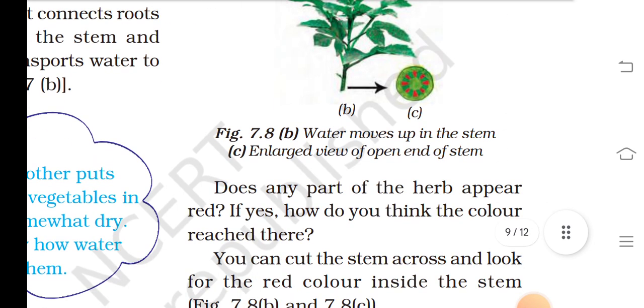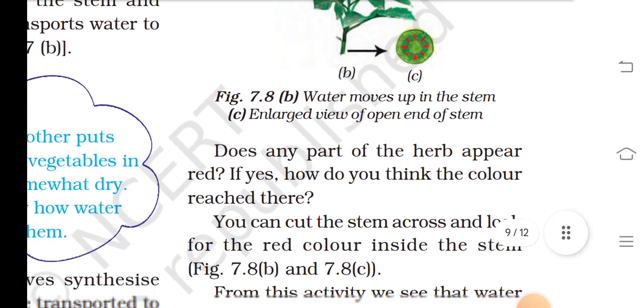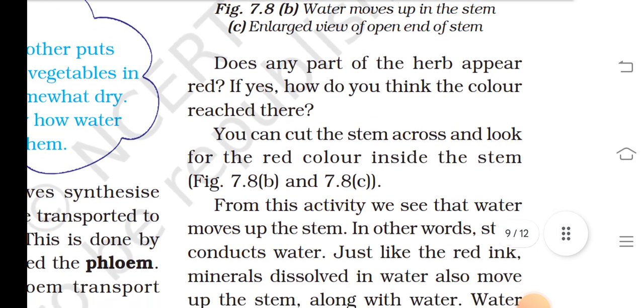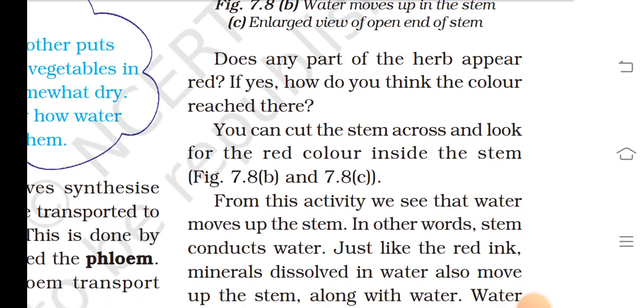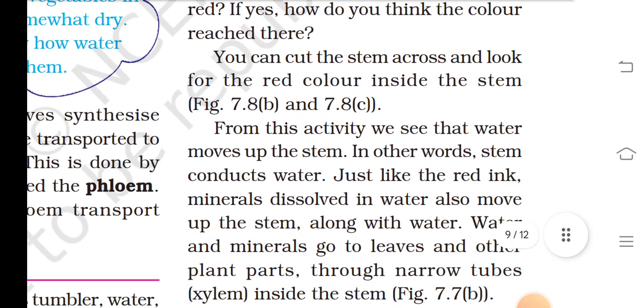Stem and place in colored water. Water moves up in the stem, as seen in a large view of a cross-section of the stem. Does any part of the herb appear red? How do you think the color reaches other parts? You can cut the stem across and look for the red color inside the stem.